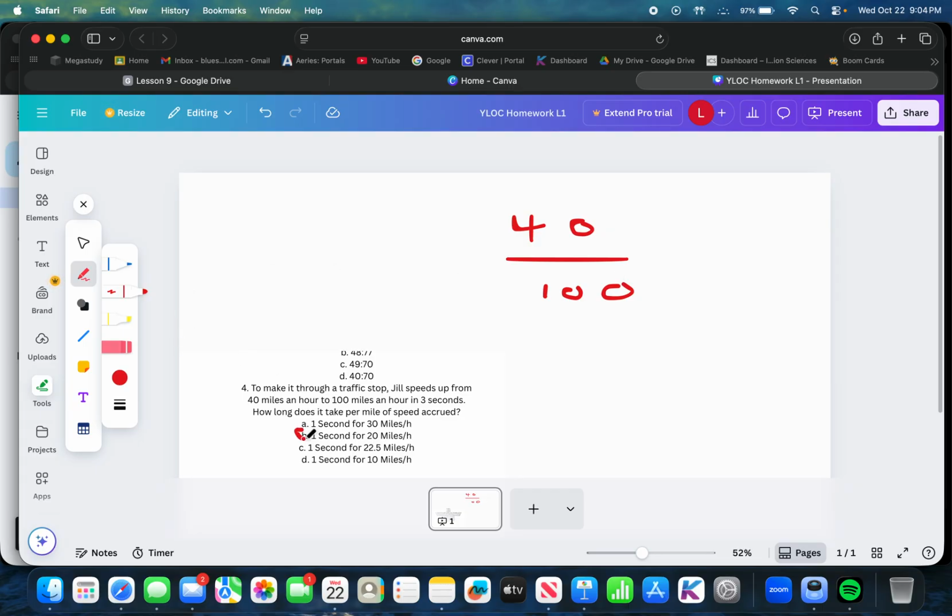Answer should be B. We can just use common sense. If we subtract 40 from 100, we have 60. 60 divided by 3, we have 20. For each second, he increased by 20.